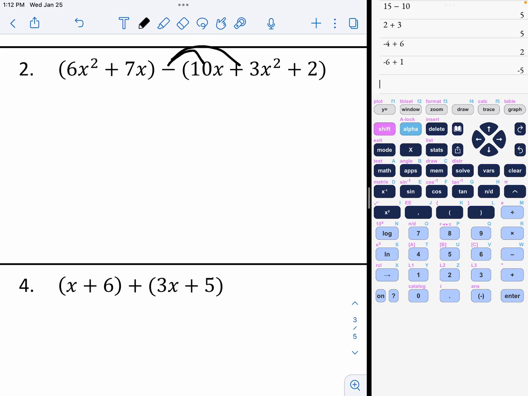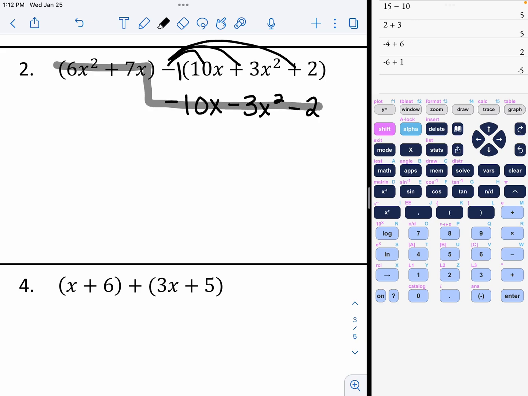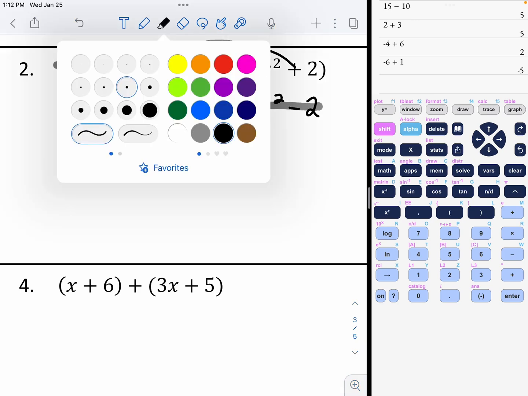This negative needs to be distributed like that. So this is really a minus 10x. It's really a minus 3x squared. And it's really a minus 2 because it's like you're distributing a negative 1. So now that I've done that, I need you to focus on these items. Let me highlight them in black. Those are the items you'll focus on when we start going through.